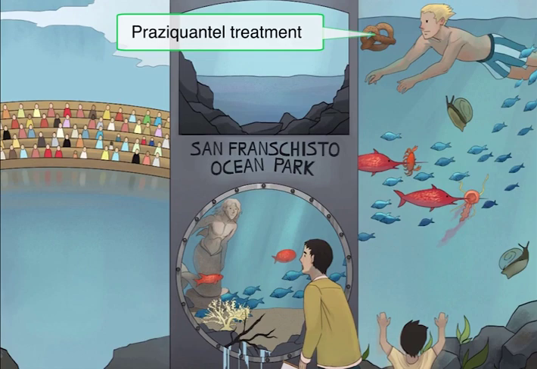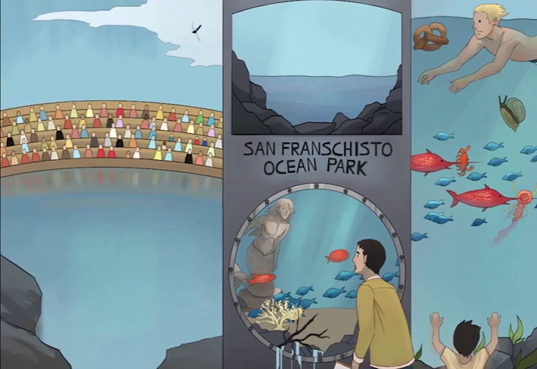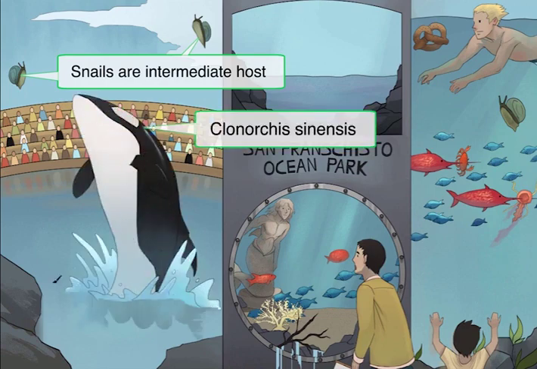Well, enough with the schistosoma worms. Let's move on to Clonorchis sinensis, otherwise known as the Chinese liver fluke. Now, the host of these worms are snails again, so let's migrate to the other side of the aquarium and draw in a couple snails here and there. And the star of this part of the ocean park is going to be our orca, which should remind you of Clonorchis for orca.